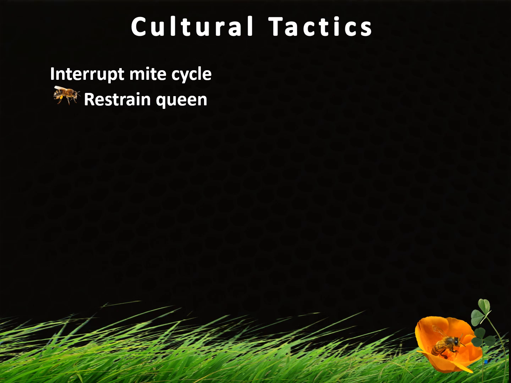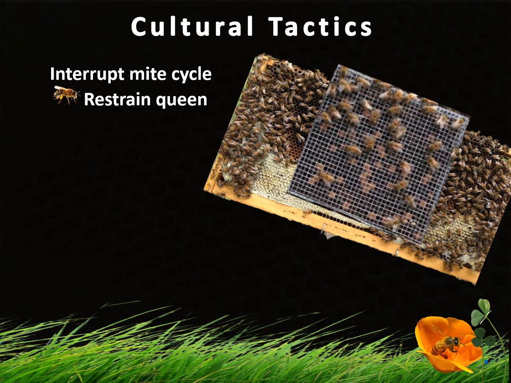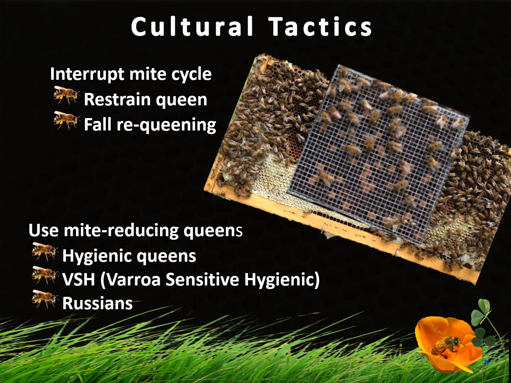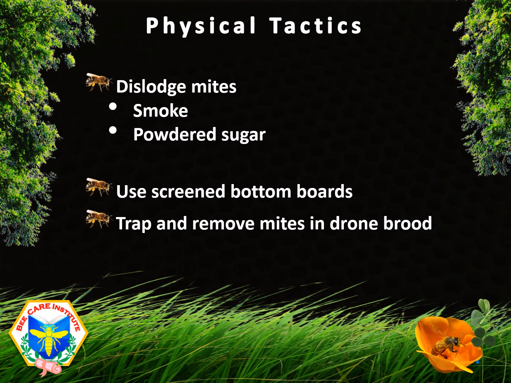So, cultural tactics: interrupt the mite cycle, restrain the queen. That's a queen sequestration cage. Fall requeening. Use mite-reducing queens: hygienic, VSH (varroa sensitive hygiene), Russian queens. Physical tactics: dislodge mites with smoke or powdered sugar. Smoke, I'm not so convinced works very well, but the powdered sugar is very slightly effective. If you do it early and often, it can keep things a little bit more under control. But you still need to test. And if you are surpassing your thresholds, then don't just think your powdered sugar is going to do it.